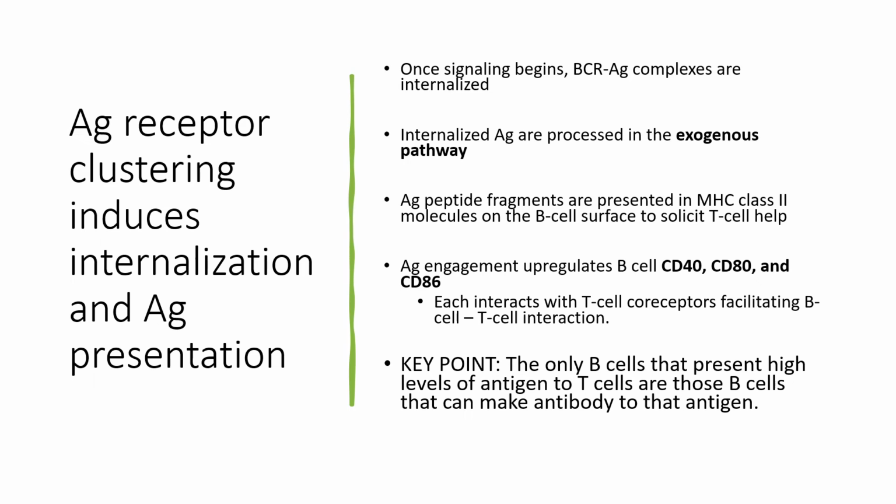So this leads to a really key point. The only B cells that are really capable of presenting high levels of antigen to T cells are the ones that can make antibody to that antigen. They had to have been able to make antibody to that antigen and then have high enough affinity to steal it away from the dendritic cells so that they could present it to the T cells. And the only way that's going to happen is with really high affinity.